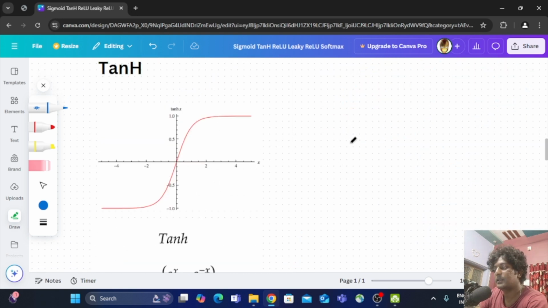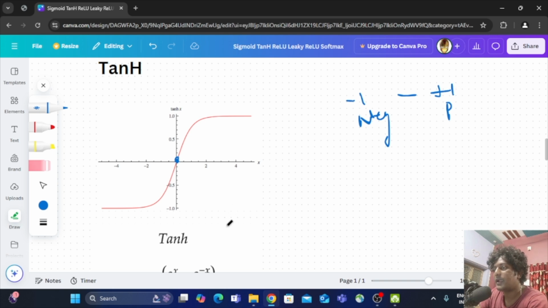The second activation function is Tanh, and you can see it ranges from -1 to +1, both negative and positive. The S-shaped curve is zero-centered. That means it is very useful for negative or positive values also, so we can get the output from -1 to +1.